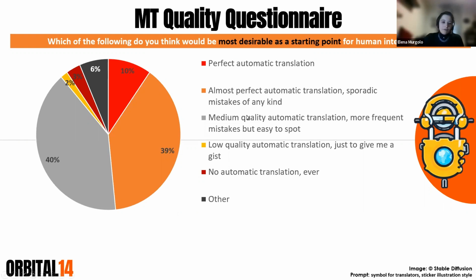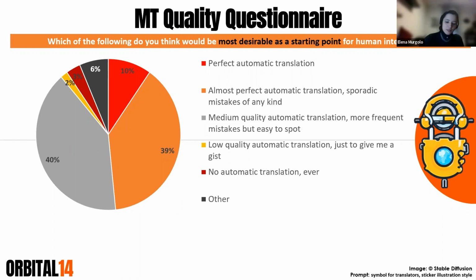And here lies the difference more or less between neural machine translation that has a lot fewer mistakes, but of very different kinds, very well hidden in a good fluency, and statistical machine translation where you have more mistakes, but easily spotted and more consistent with one another. Obviously, almost nobody said low quality machine translation. A few of them still don't want to use machine translation, so no automatic translation ever. And there was somebody who kind of caught my attention in this particular context.